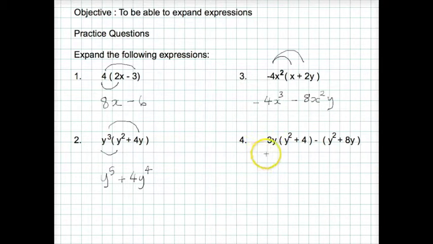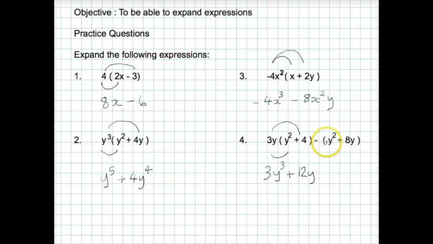The last one, number 4. We can expand the first bit just as we've done the other ones. So 3y times y squared gives me 3y cubed, and 3y times 4 just gives me, well 3 times 4 is 12, there's only one y, so it's 12y.